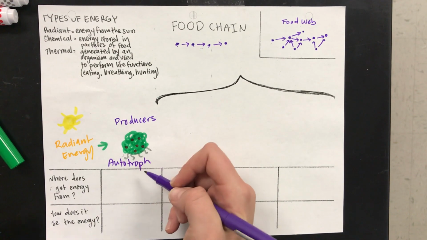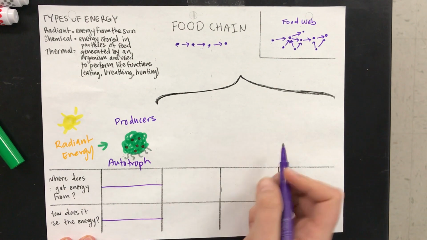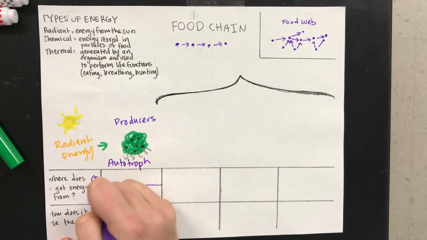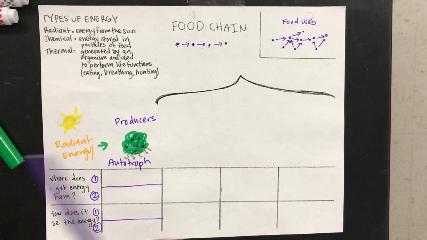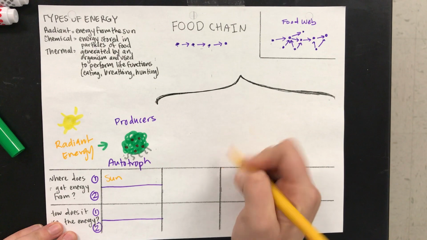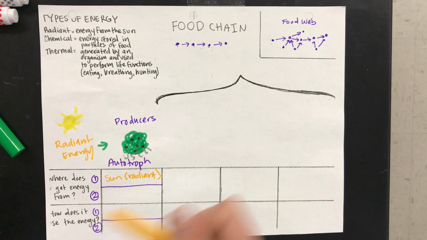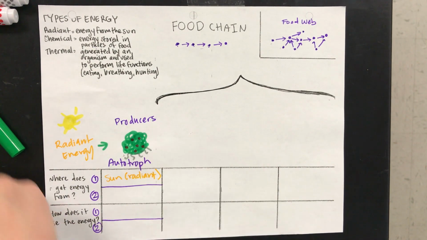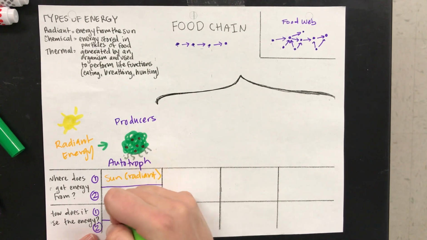Where do producers get their energy from? There's going to be 2 different energy transformations with our producers. So go ahead and divide these 2 boxes in 2. And we have a 1 and a 2, and then a 1 and a 2. So let's revisit that question. Where does it get its energy from? Producers are going to get their energy from the sun, and we're going to say that is radiant energy. They're going to get the energy from the sun, and then how does it use it? It converts it to chemical energy.